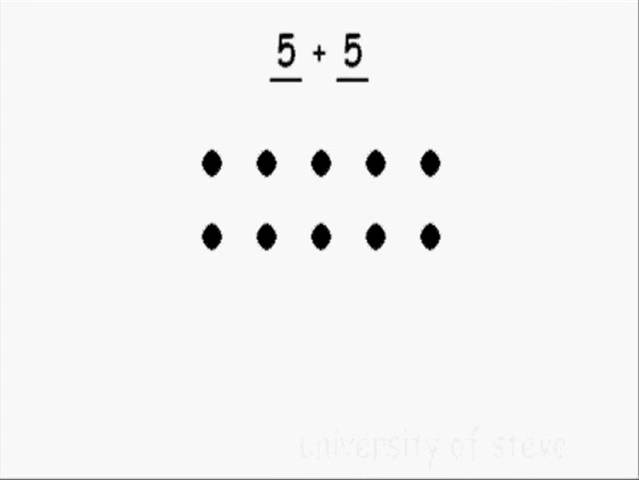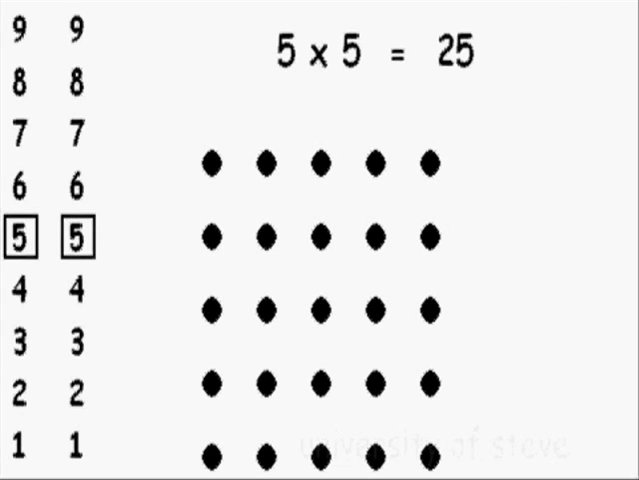This is 1. This is 2. This is 5. This is 2 5s. And this is 5 5s. We call that 5 times 5. 5 times 5 is 25.